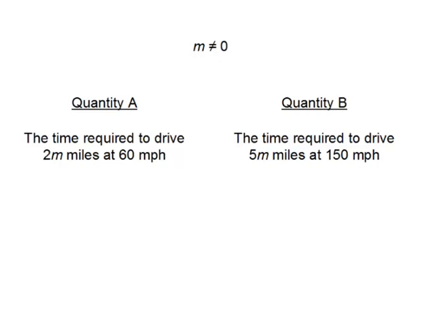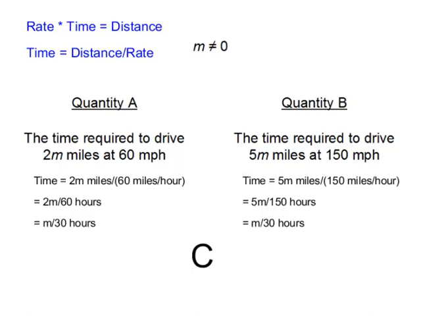Another driving question, another rate, time, distance problem. So write down that relationship. And if you just remember rate times time equals distance, you can solve that for any variable you're looking for. And here, time is what both quantities concern. So we've written our foundational formula in terms of time. And then it's just a matter of plugging in. So time equals the distance divided by the rate, both of which are given. Don't be weirded out by the variables. What you end up seeing is that m over 30 hours is the time in both cases.